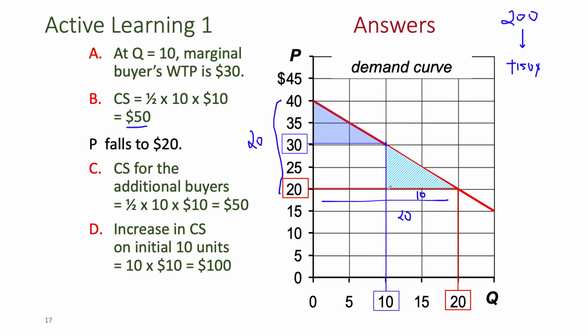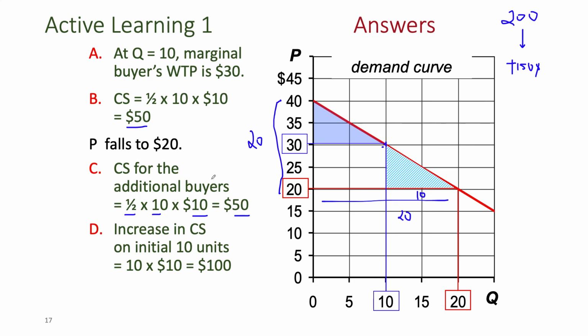is the size of this triangle here, which is 1/2 times the base, which is 10 units, times the height, which is 10 units. So 1/2 times the base times the height gives $50 of additional consumer surplus generated inside this market because there are new buyers. This is the consumer surplus for additional buyers.